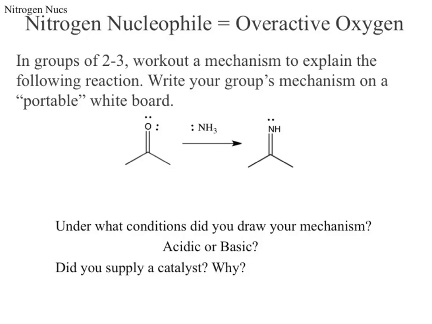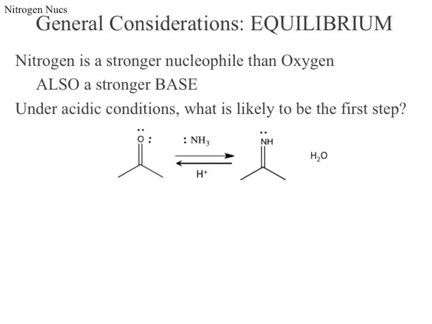It's possible, but you're going to find that you get very weak equilibriums and you probably won't get a lot of product being formed. If we run under basic conditions, we end up forming very bad leaving groups and we don't really get anything to happen either. The only thing that really works is under acidic conditions. Okay? Which brings up the next slide's question. What did we say about nitrogen? It is both a stronger nucleophile and a stronger base. Why is that problematic?